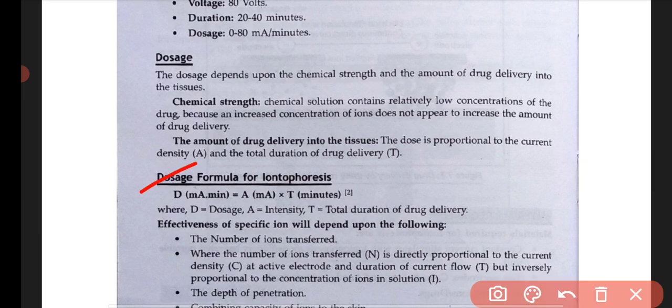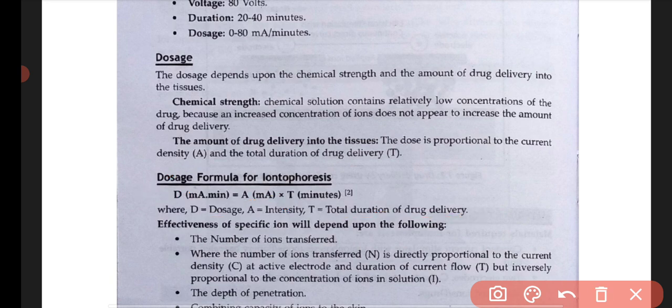The dosage formula of iontophoresis: D means the dose, A is the intensity in milliampere, and the total duration of drug delivery is T. So D equals A times T.